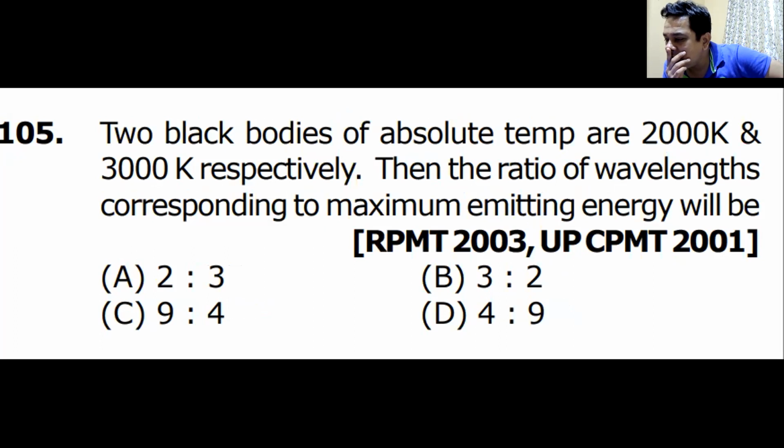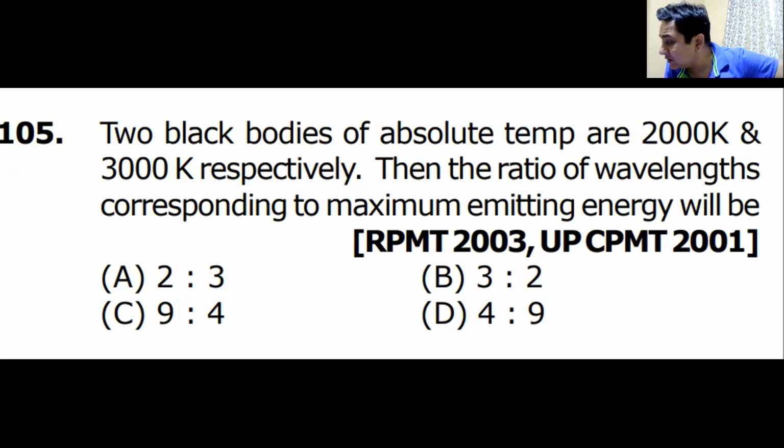Question number 105. Two black bodies of absolute temperatures 2000 Kelvin and 3000 Kelvin, respectively. Then the ratio of wavelengths corresponding to maximum emitted energy would be in what ratio? Their absolute temperatures are in the ratio of 2000 is to 3000, 2 is to 3. What will be the ratio of their wavelengths of maximum energy? This is a straightforward question from which law? The law is known as Wien's displacement law. Can I have your answers, please?